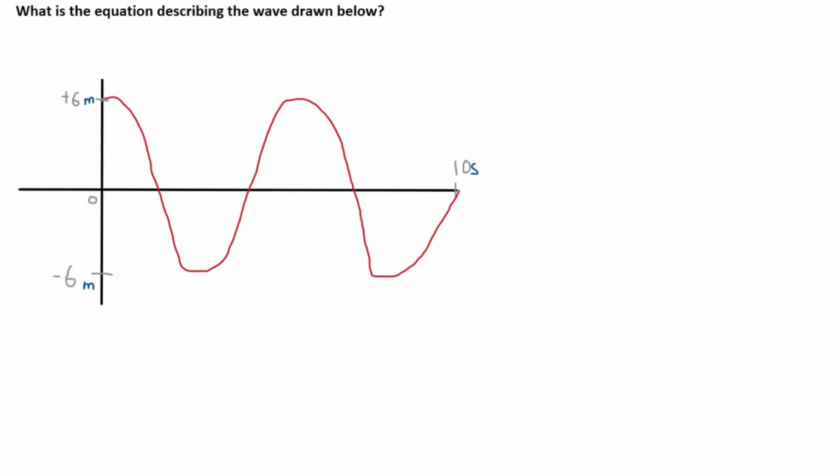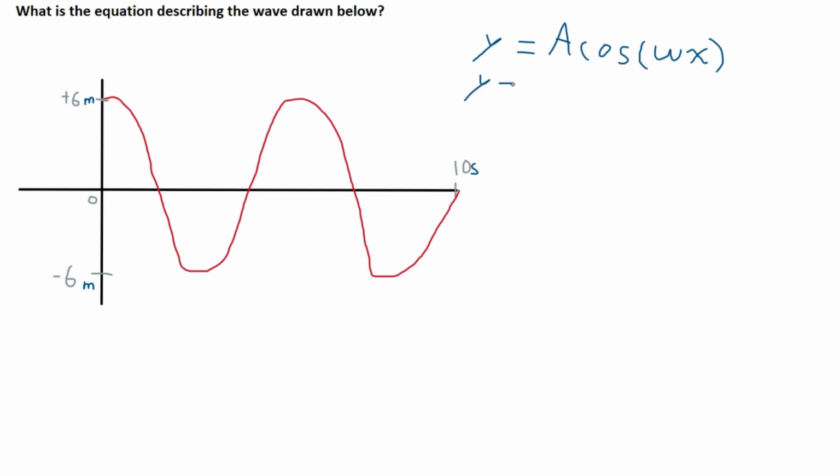What is the equation describing the wave drawn below? We can see that the wave starts at its highest point, meaning that this will be a cosine wave. Using the wave equation, the y-axis will be equal to the amplitude times the cosine of omega, or the angular frequency, times the x-axis. Now, omega is equal to 2 pi times the frequency, and the x-axis in this case is equal to time, as we see that it's given in the unit seconds.